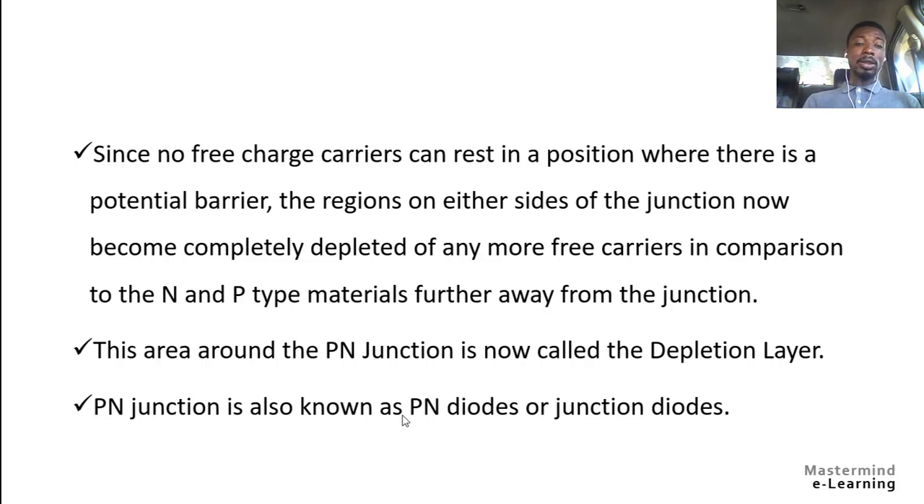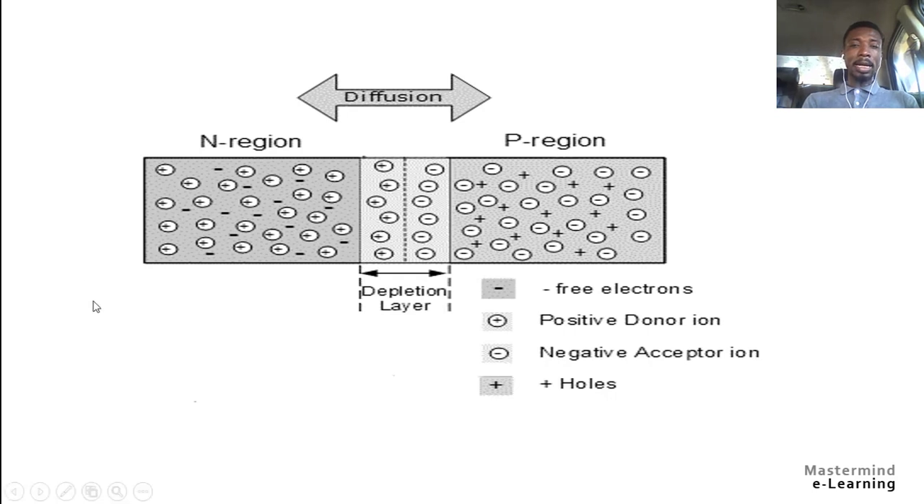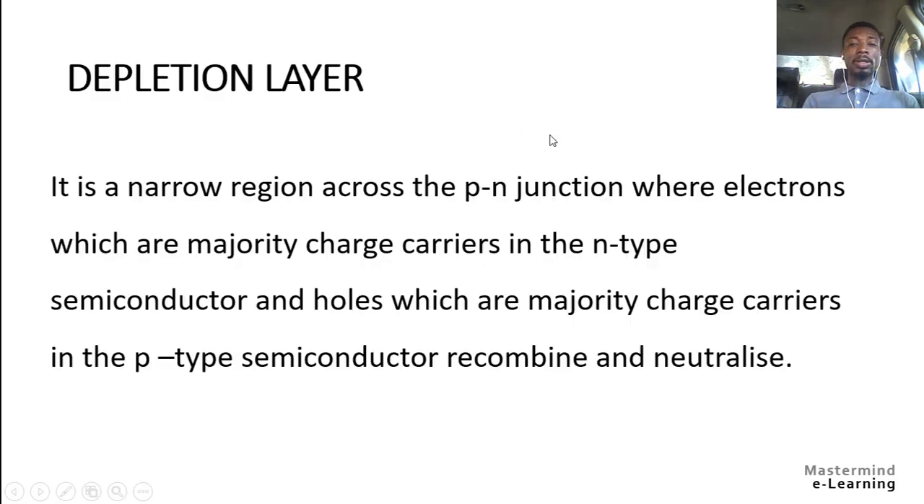A p-n junction is also known as a p-n diode or junction diode. As you can see in the diagram here, these are the n-type region and the p-type region. This is our depletion layer, because a potential barrier has been created over here. There can be no more diffusion of holes and electrons into the respective regions. The working definition for a depletion layer is a narrow region across the p-n junction where electrons, which are majority charge carriers in the n-type semiconductor, and holes, which are majority charge carriers in the p-type semiconductor, recombine and neutralize.